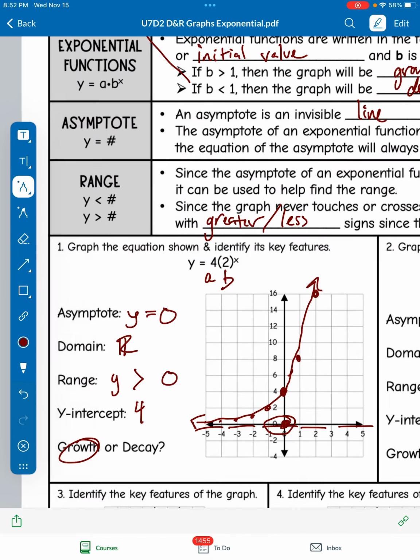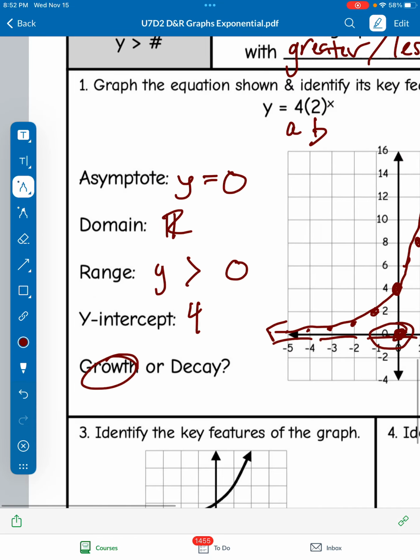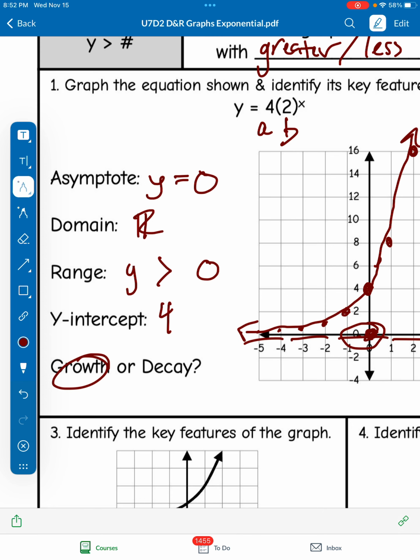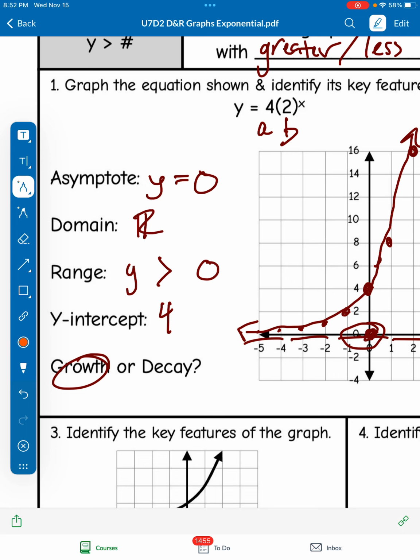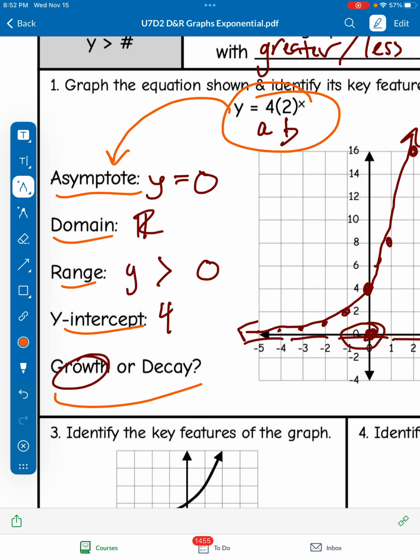These are very important things you need to know. These are basically test questions that we will see on the Chapter 7 test. You will be asked about the asymptote, the domain and the range, the y-intercept, and whether it's growth or decay based on this. So from an equation, you need to be able to know all of those things.